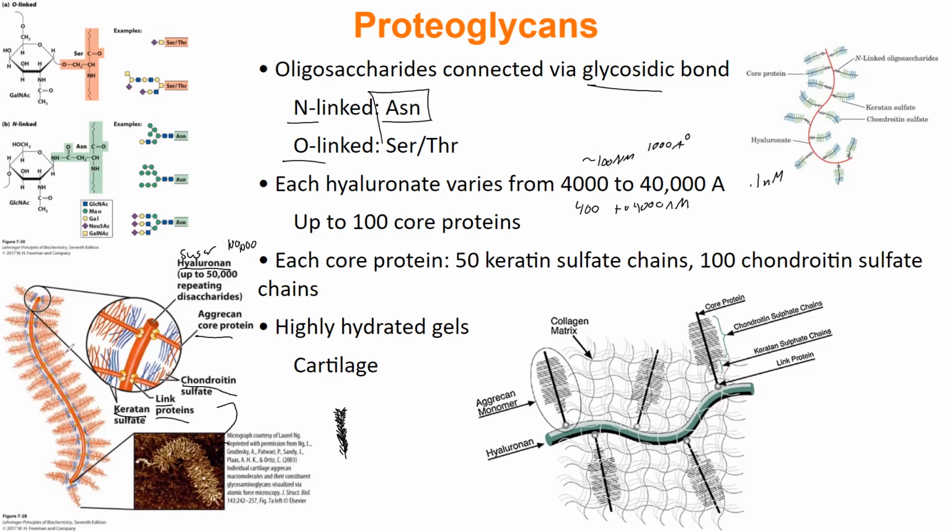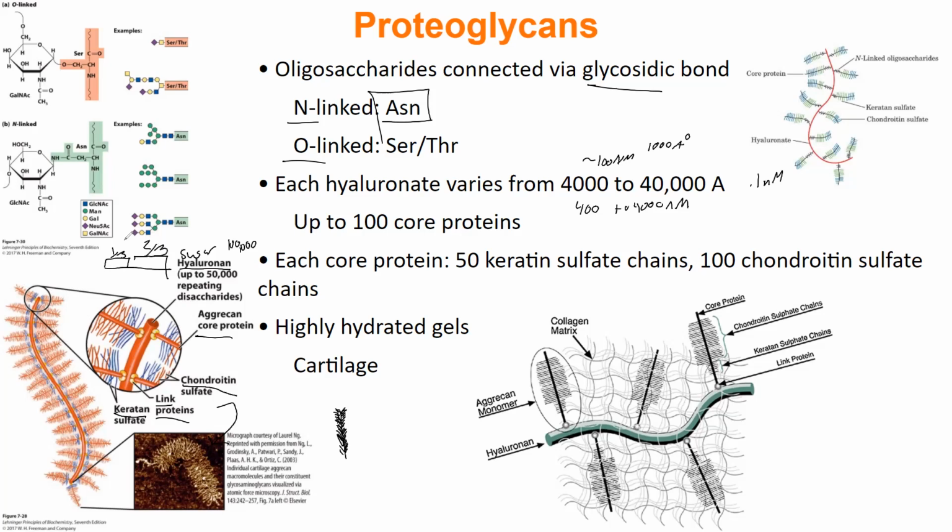And off these, we talked about the core proteins, that's these branches. You have about 100 of those. Each of those core proteins has 50 of the blue sugars, 100 of the red sugars. So this picture is a little off. It should be 1/3 blue, 2/3 red.